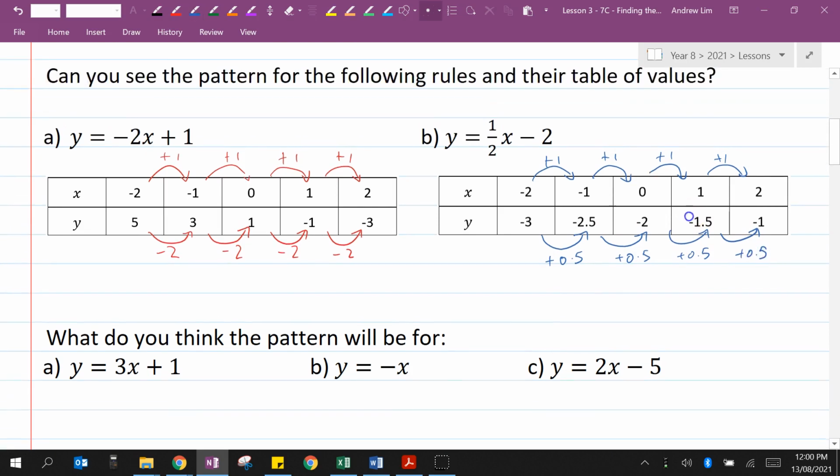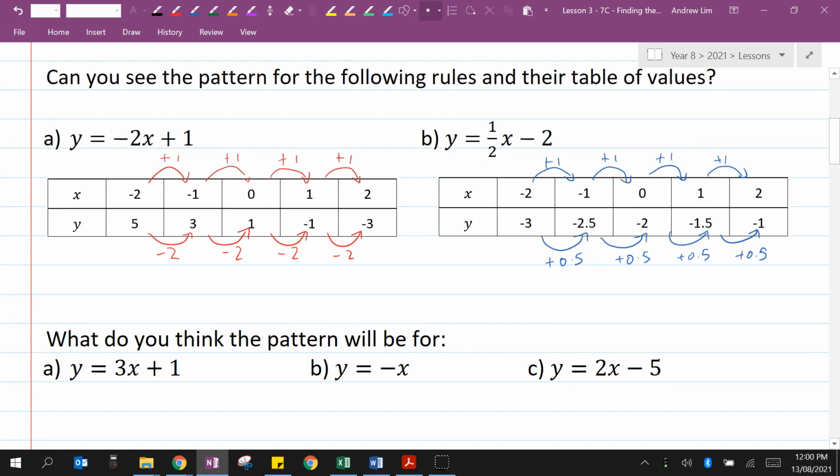So my question to you is, why do you think these are the particular patterns? Let's have a look at A. Why do you think that the pattern is that it's going down by 2? A negative means it's going down. It's going down by 2.